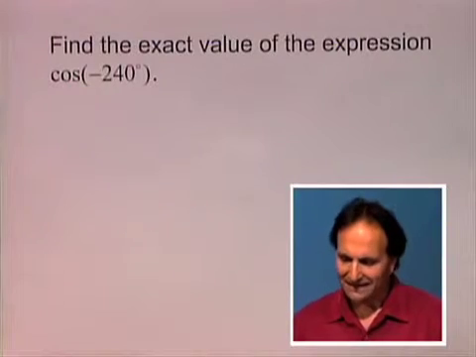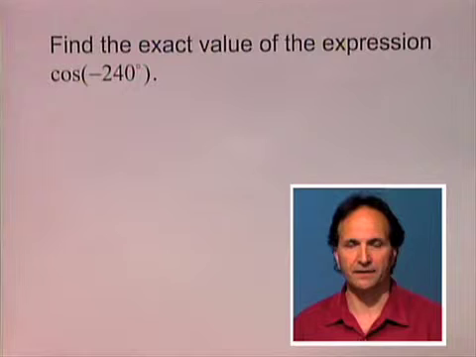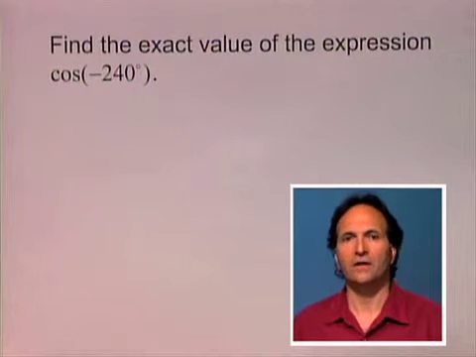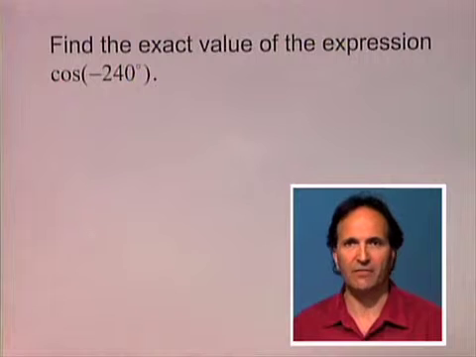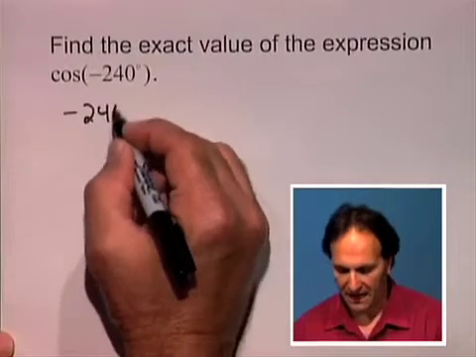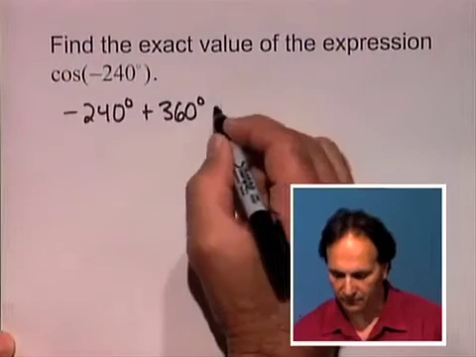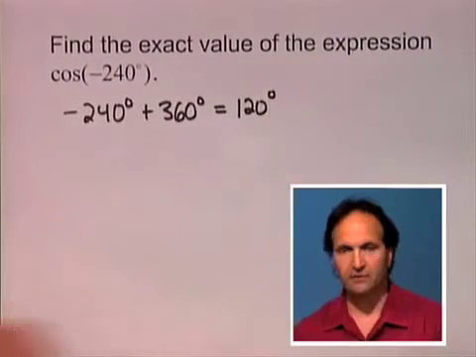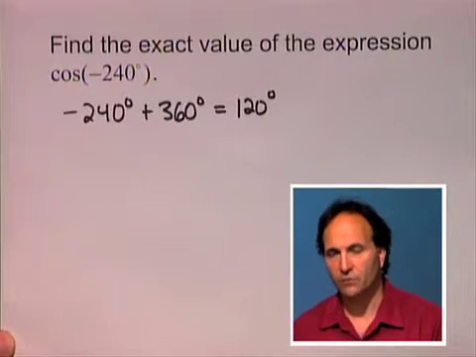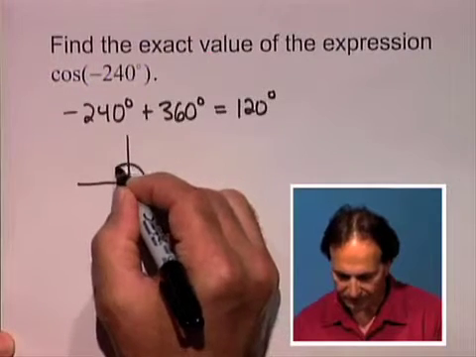In this example, we'll be finding a trigonometric function using the reference angle. Find the exact value of the expression cosine -240 degrees. Let's begin by finding the coterminal angle that's between 0 and 360 to the -240. So that means we would have to add 360 degrees to the -240, which would give us 120 degrees. Now, drawing 120 degrees in standard position, it would bring us around to here.